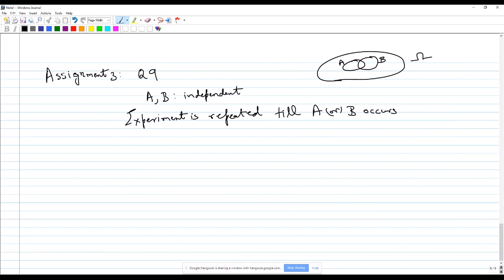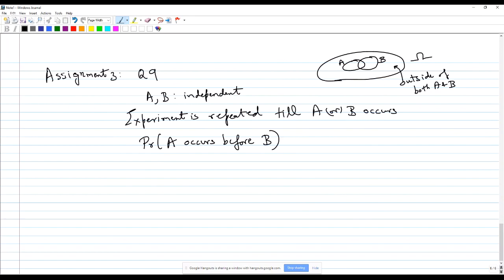So the intersection is non-trivial, and you have a picture like this. The experiment is repeated till A or B occurs, which means the first time you do it, you might get A or B, or you might get something outside of A and B. So the outcome might be here, outside of both A and B, in which case you will repeat the experiment. If you got an event inside A or B, then you will stop the experiment. The question asks you to find the probability that A occurs before B.